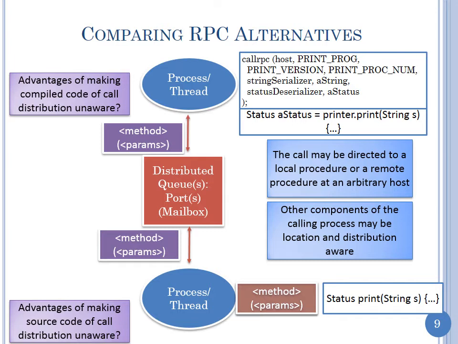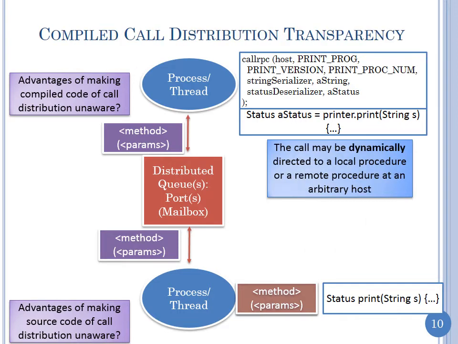The compiler could be distribution aware in general. There can be other parts of the language I haven't told you that require the compiler to be aware of the fact that that code can be executed distributed at a remote location. Okay, but the compiler, when it looks at just that piece of call, doesn't know whether it's distributed or local or where it's going. So what's the advantage of making the compiled code of the call distribution unaware?